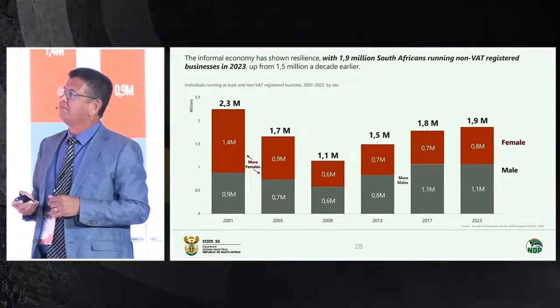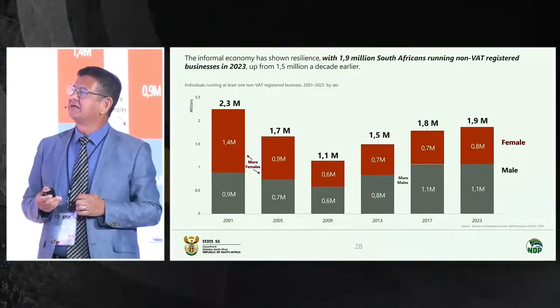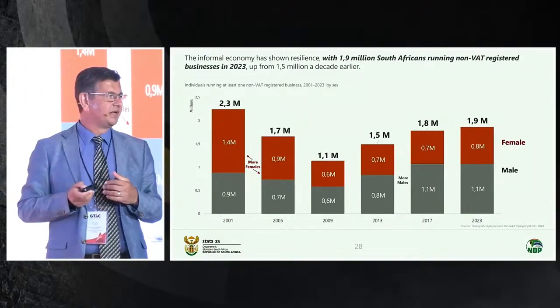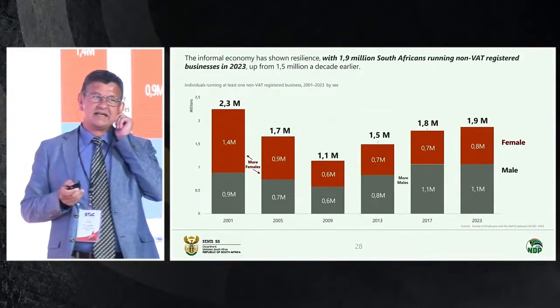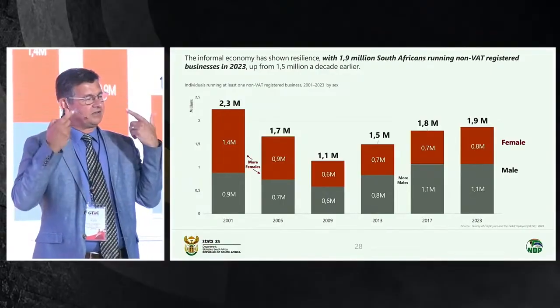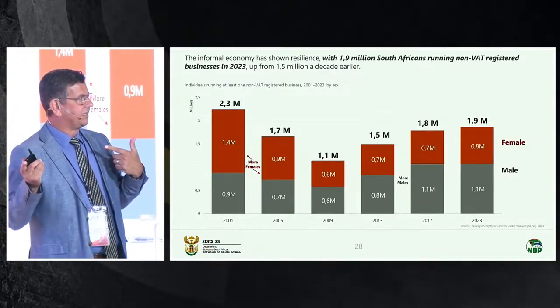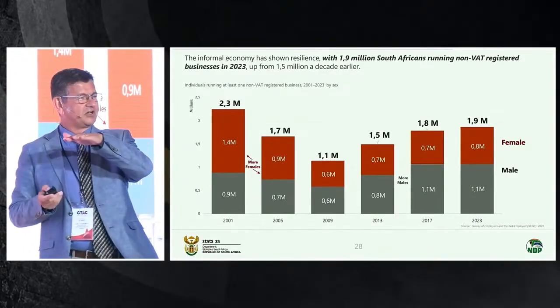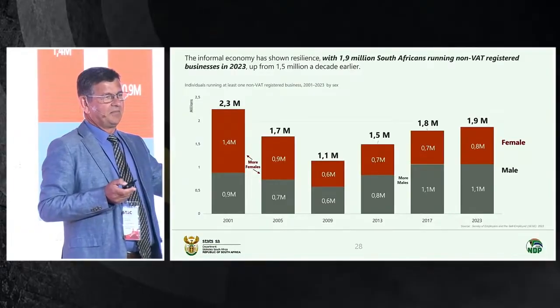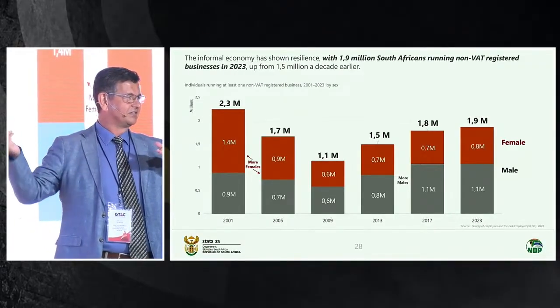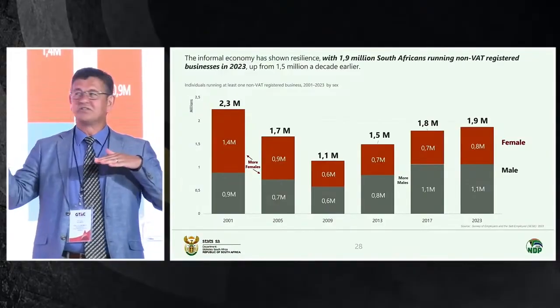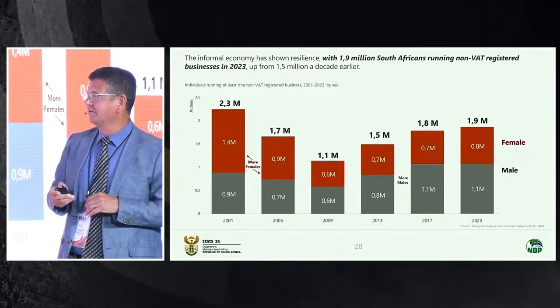So 1.9 million South Africans did this in 2023, which is a huge increase from 1.5 million 10 years earlier. And now think back to the graph that we showed on the economic growth. The economy is going sideways, but people still need to make a living, so they're going to start doing more and more of their own thing to start earning the money. So this is not a surprising issue.